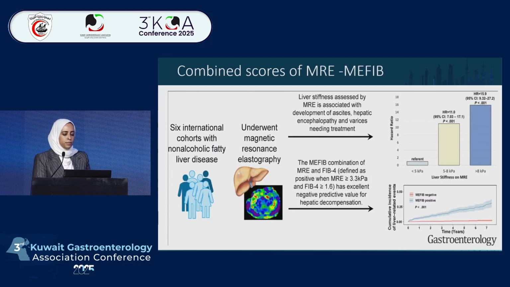There's another combined score. It's called the MRE FIB score, where they combined an MRI and a FIB-4 score. The liver stiffness assessed by MRI, when combined with the FIB-4, had an excellent negative predictive value for hepatic decompensation. And you can see in the graph at the bottom, the red line, those patients who had a negative predictive value did not have any major outcomes when it comes to liver disease.